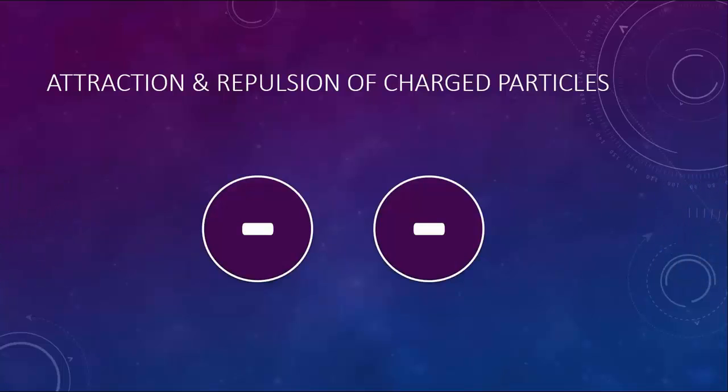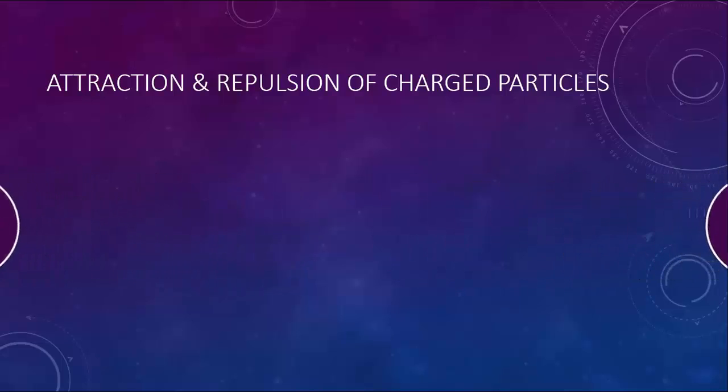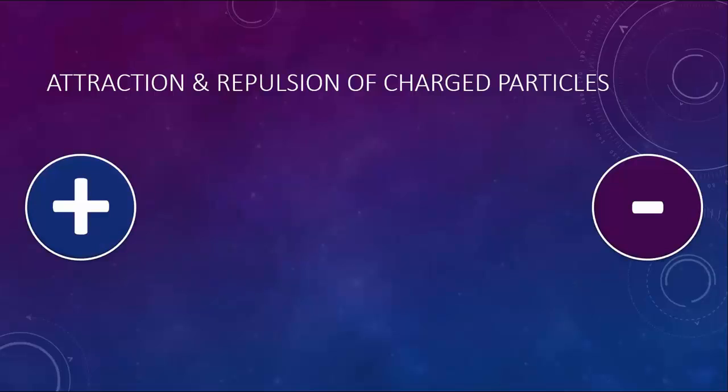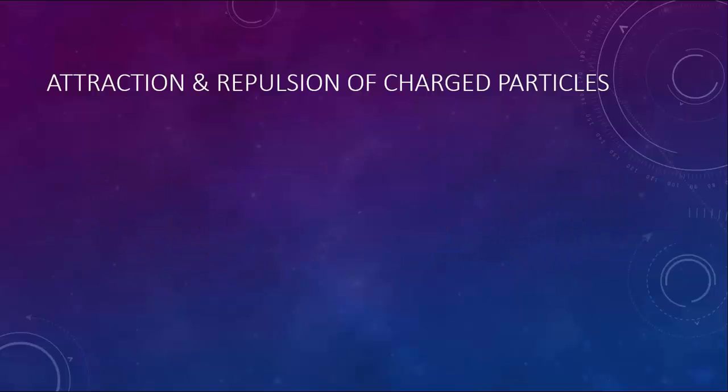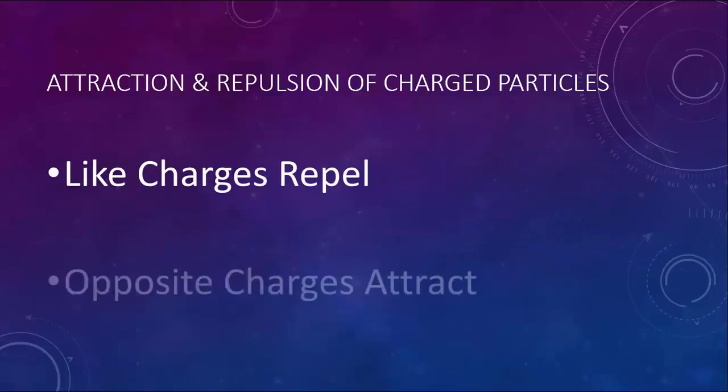Each of these has a net negative charge. This means that each of them must have gained electrons. Just like the two positive objects, these two negative objects will also feel a repulsive force, and if they were free to move, they too would repel from each other. Finally, we can take a look at an object with a net positive charge and an object with a net negative charge. These two objects will feel an attractive force between them. If they were free to move, they would attract each other. To summarize this, like charges repel, and opposite charges attract.